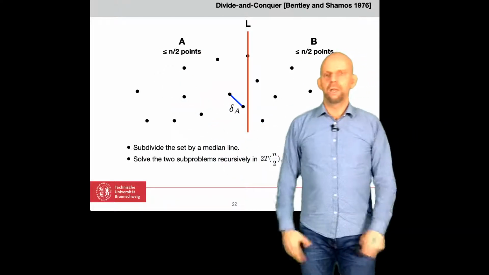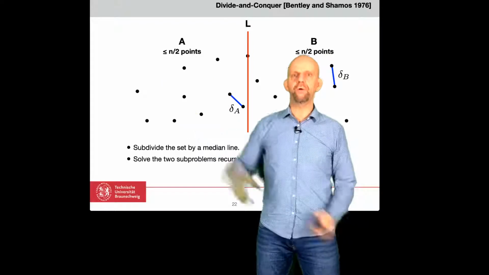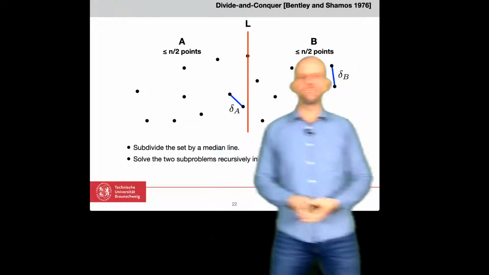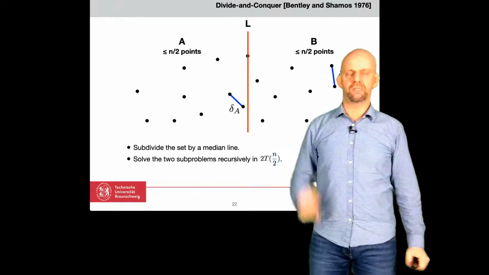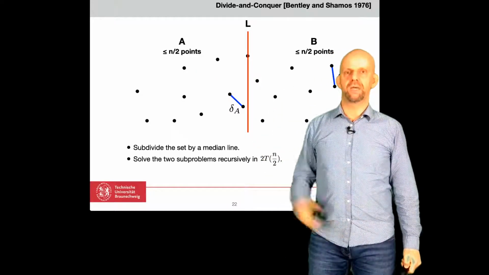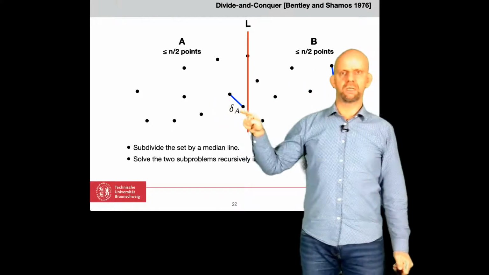Almost done. The only thing that could happen, so if we have a pair of points in here, we know it. Pair of points in here, we know it. It could be that we have a pair where one is on this side and the other is on that side. Okay, let's deal with that. First of all, that's the smaller one of these two. So let's take that as delta.